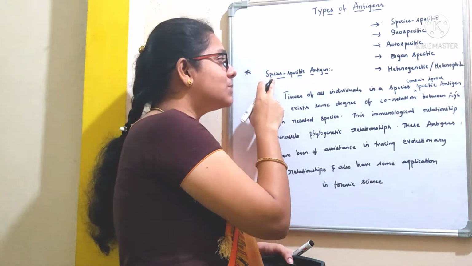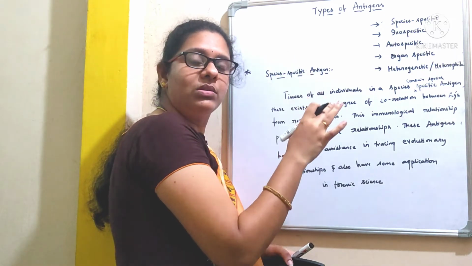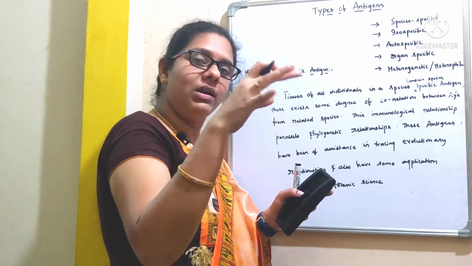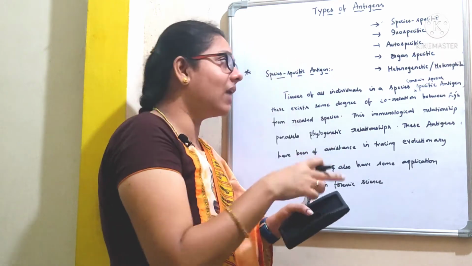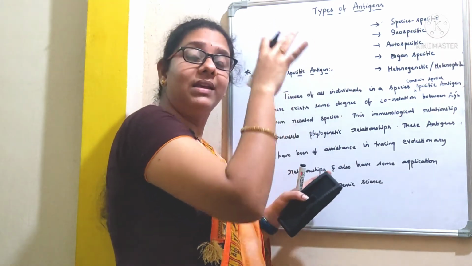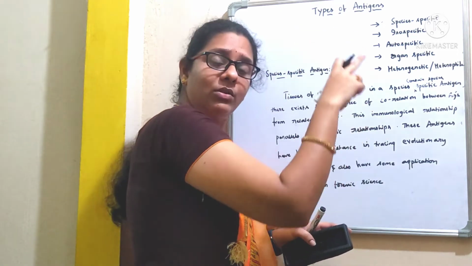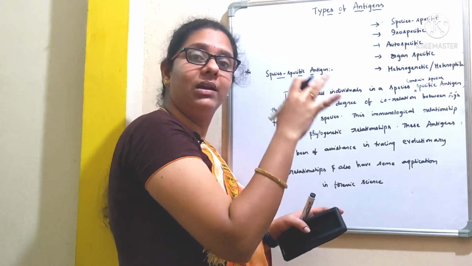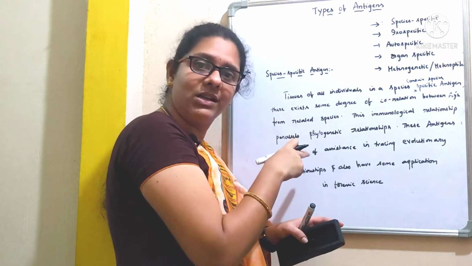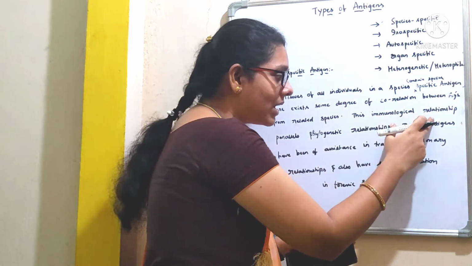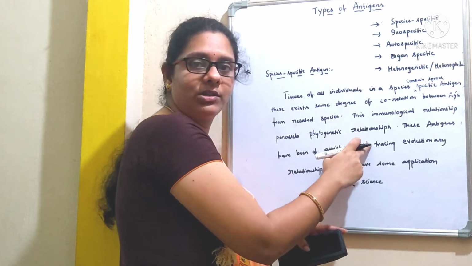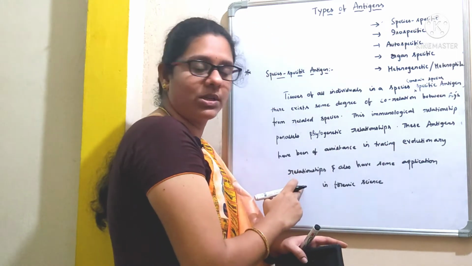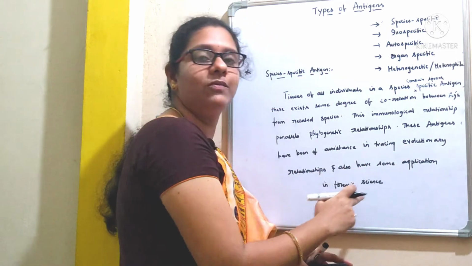Coming to the first one, that is species-specific antigens. Tissues of all individuals in a species. For example, if you take one species, all the individuals which belong to this species will have these species-specific antigens, and there exists some degree of correlation between those antigens in related species, not between unrelated species. This immunological relationship parallels phylogenetic relationships. These antigens have been of assistance in tracing evolutionary relationships and also have some applications in forensic science.